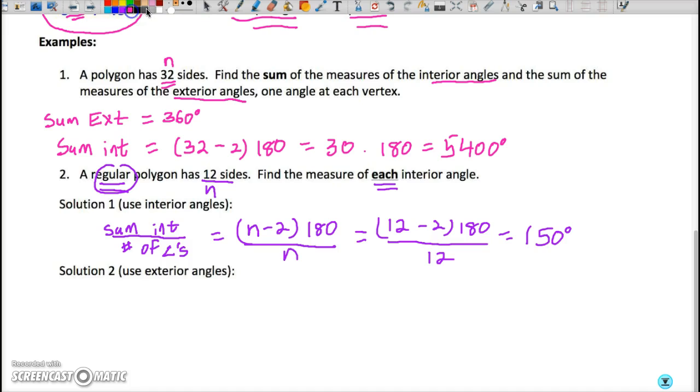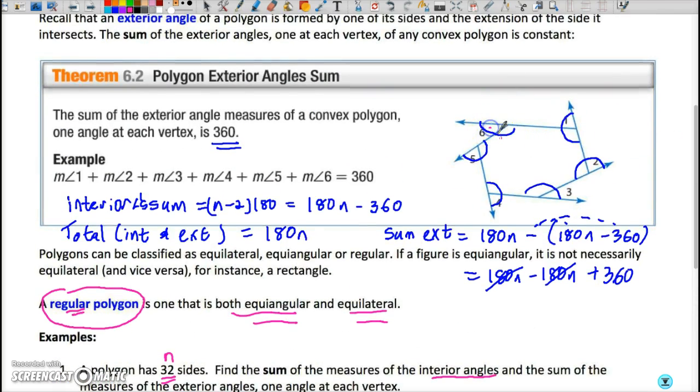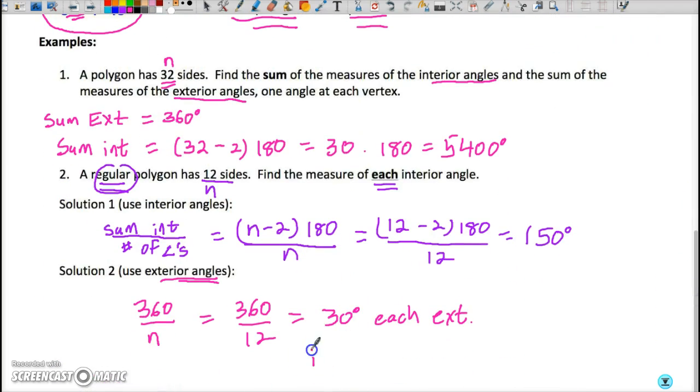There is an alternate method that we can use, and that is using the exterior angles. Since we know the sum of the exterior angles is 360, we can say 360 over n, which in this case is 360 over 12, gives us 30 degrees for each of the exterior angles. And as mentioned in the explanation above, exterior angles are a linear pair with the interior angles, and therefore the interior angle is simply going to be 180 minus the 30, which gives us 150 degrees. The same answer as above, a little less work and slightly faster.